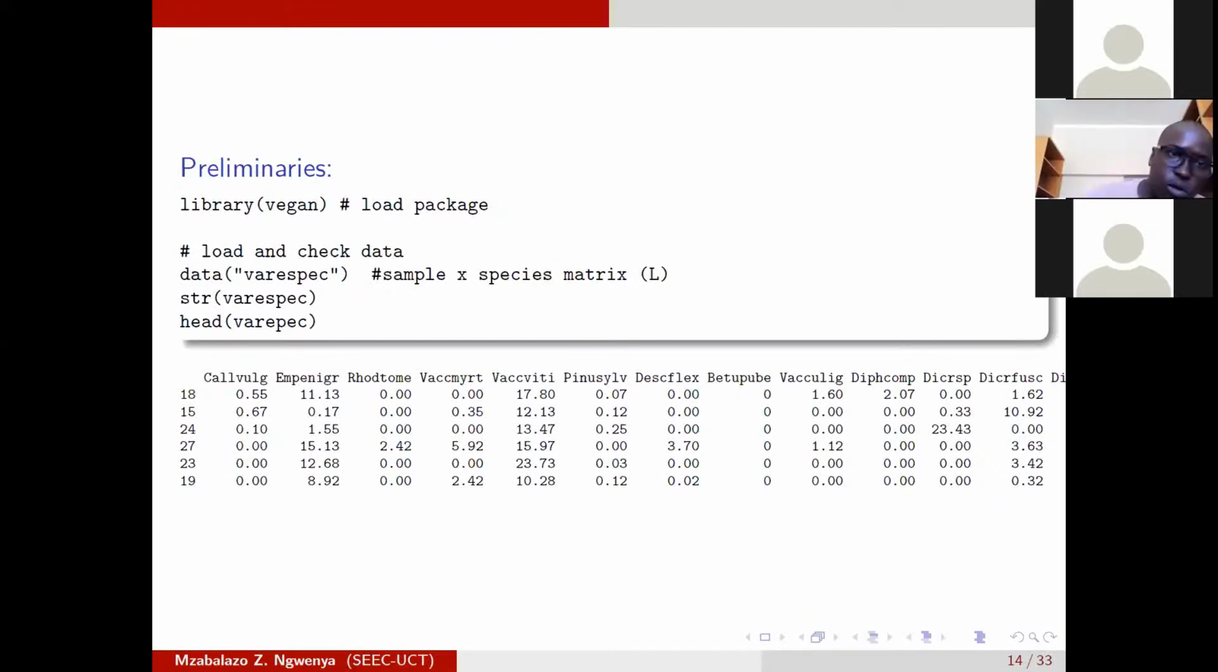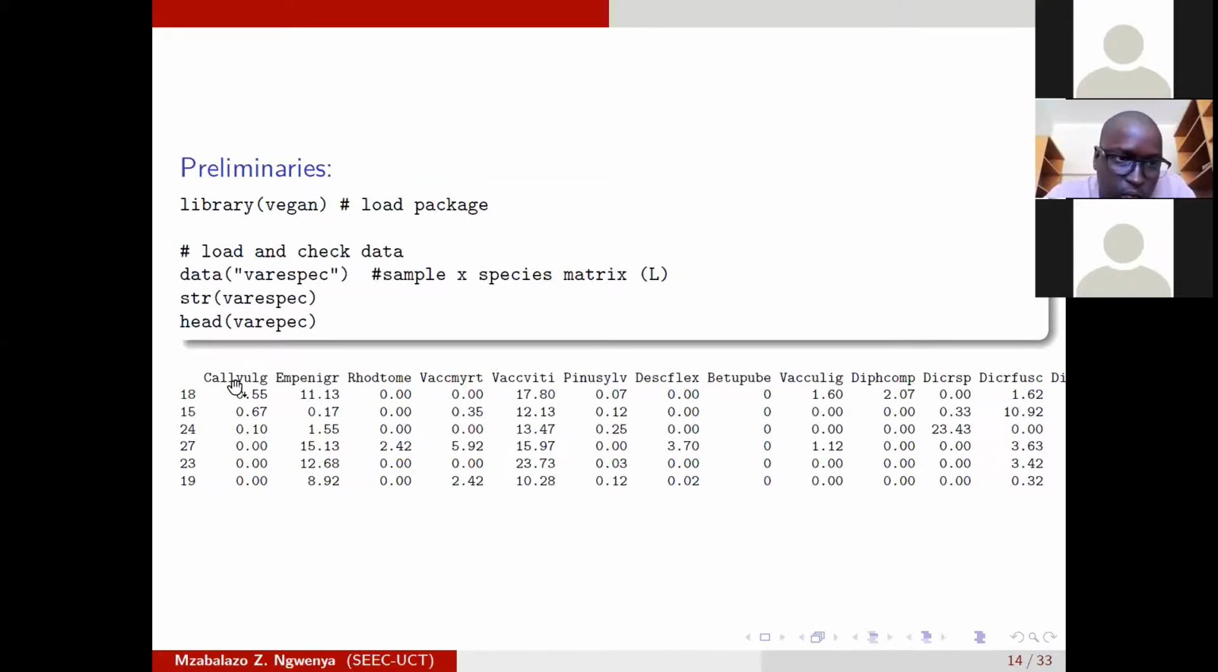Okay, so preliminaries. You would have to load your vegan package, then we get our data. So let's first look at our L matrix, or sample by species matrix. You can see that I've just printed the header of the first few rows there. The columns are giving you the different species, and the rows are the different sites. So that's site 18.